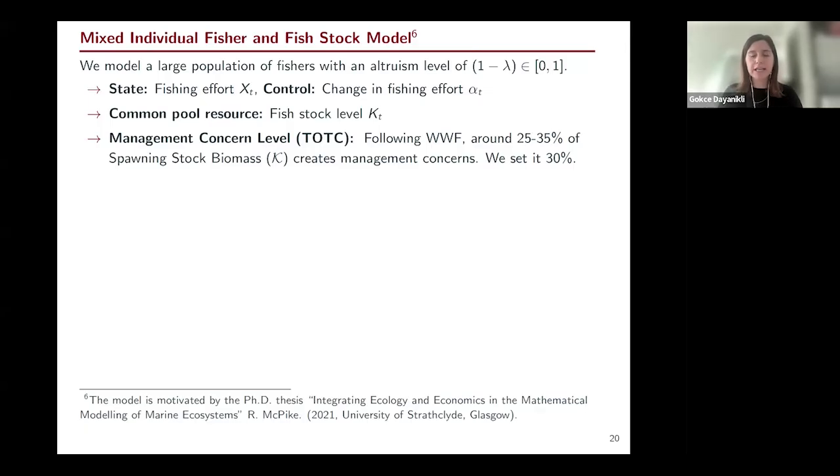Then we did a little bit of research on what can be the tragedy of the commons for a fish stock. According to the World Wildlife Fund, around 25-35% of spawning stock biomass, which is the maximum population the fish can have, is creating a management concern. In reality, generally we have around 70% of the spawning stock biomass, and if it is like 50%, that is okay. But if it goes to around 25 to 35%, it creates possible replenishment problems and a management concern for this fish population. So that's why we are going to set this level to 30%, something between 25 and 35.